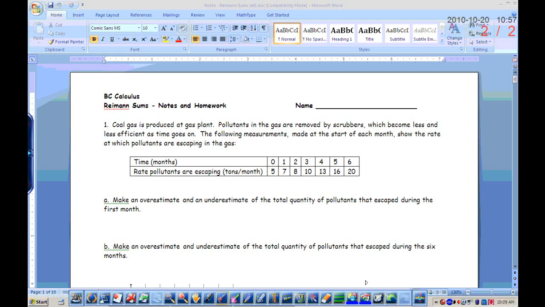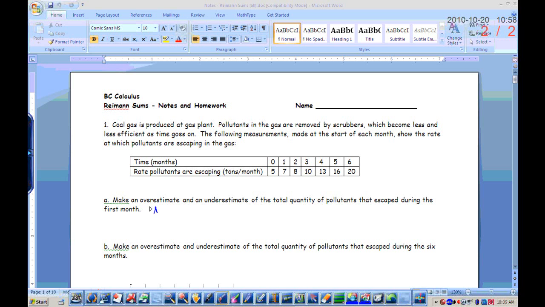Coal gas is produced at a gas plant. Pollutants in the gas are removed by scrubbers, which become less and less efficient as time goes on. The following measurements made at the start of each month show the rate at which the pollutants are escaping in the gas. At time 0, the rate at which they're escaping is 5 tons per month. But after 1 month, the rate that's escaping is 7 tons per month, and it continues to increase from there. Make an overestimate and an underestimate of the total quantity of pollutants that escaped during the first month.